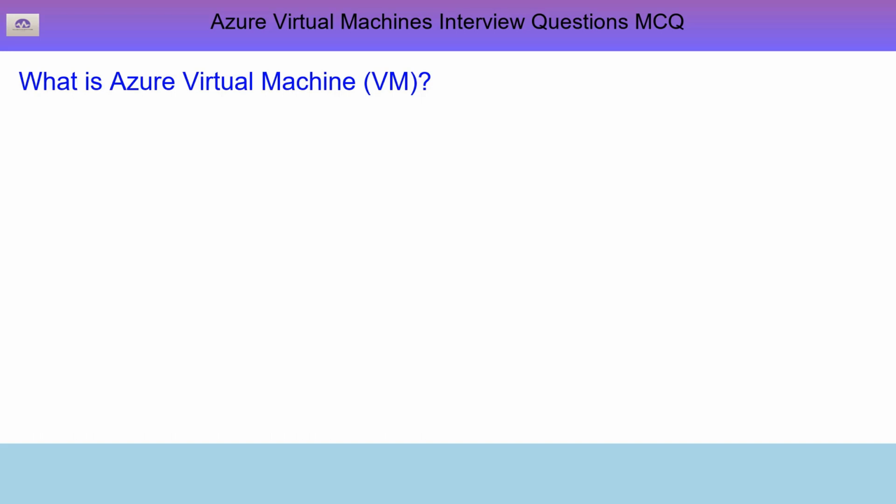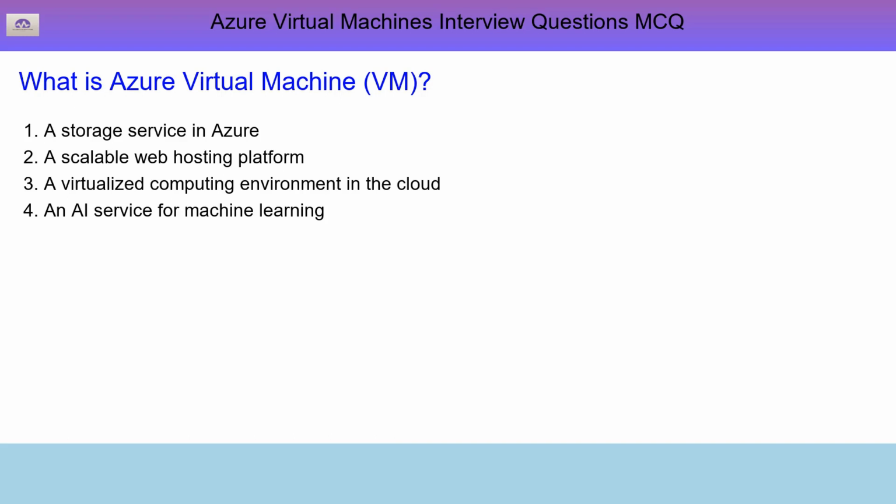Which is Azure Virtual Machine, VM. Here are your options. 1. A storage service in Azure. 2. A scalable web hosting platform. 3. A virtualized computing environment in the cloud. 4. An AI service for machine learning. The correct answer is a virtualized computing environment in the cloud.